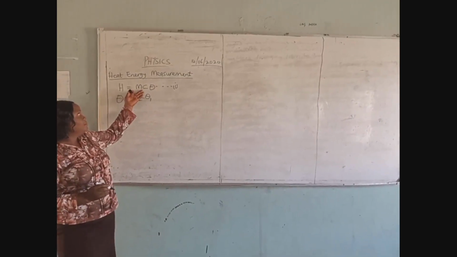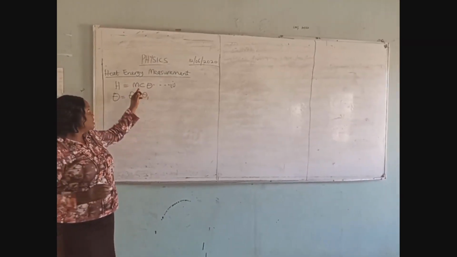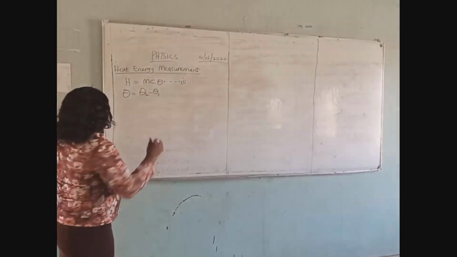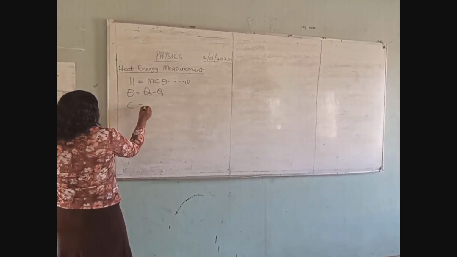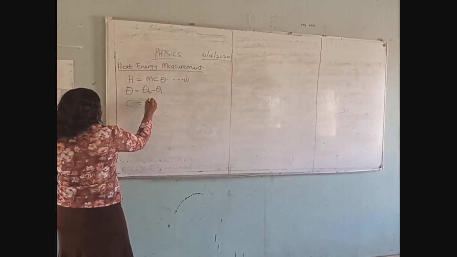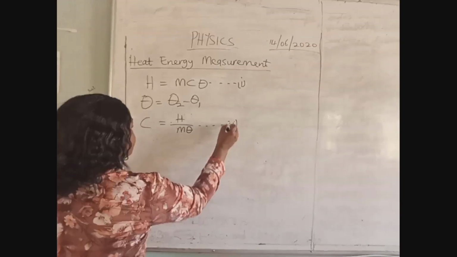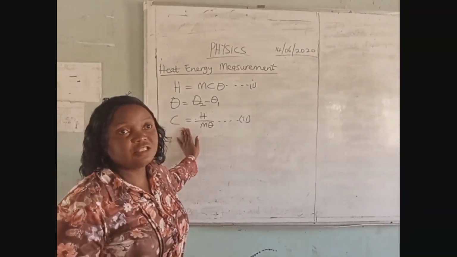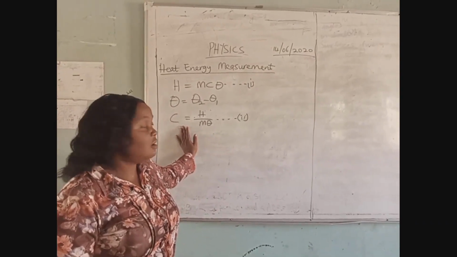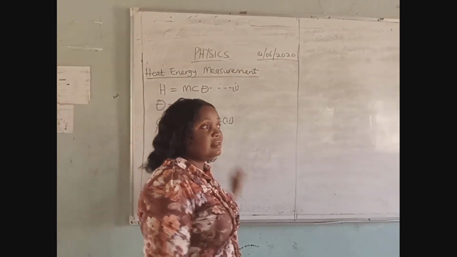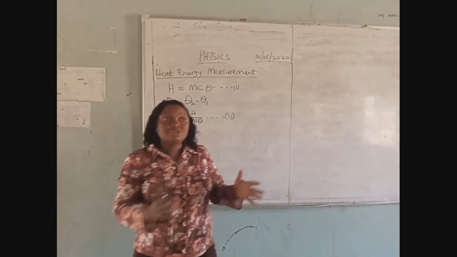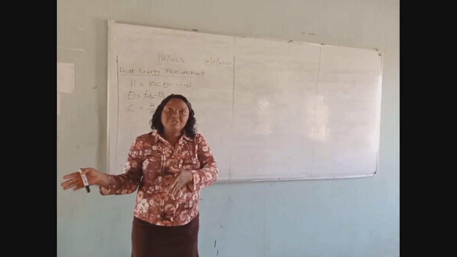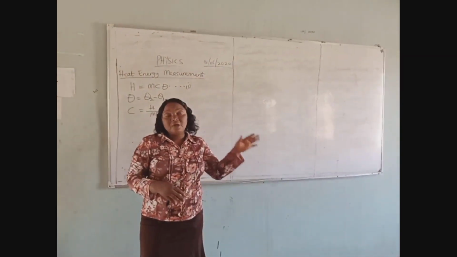We can make C, which is specific heat capacity, the subject of the formula, and we get the equation C = H over Mθ. So we can use this second equation to find the specific heat capacity of the substance. Is that clear? So we said the two methods that can be used to measure specific heat capacity are either the method of mixtures or the electrical method.